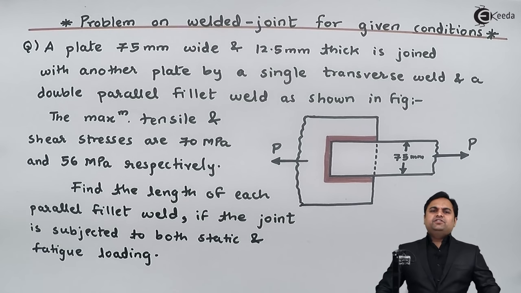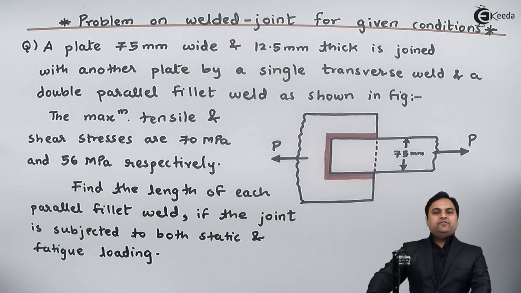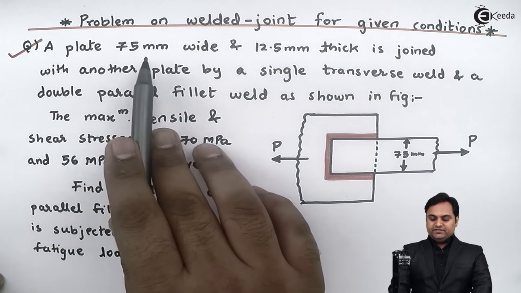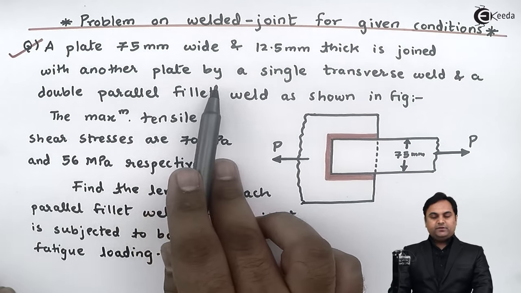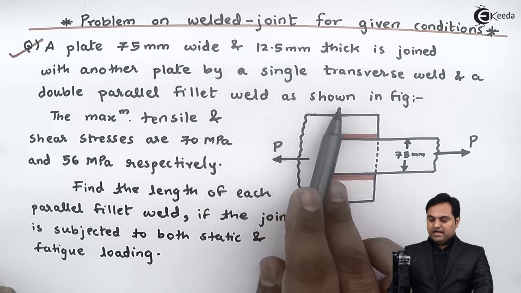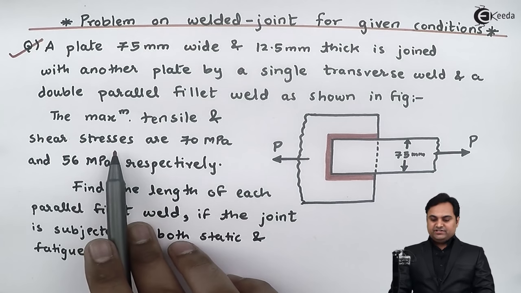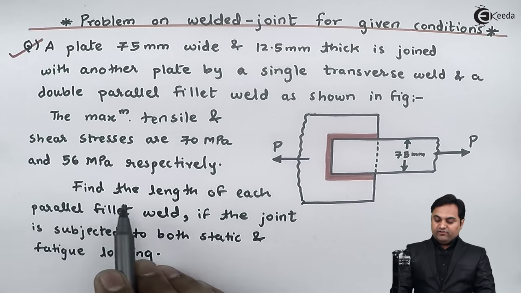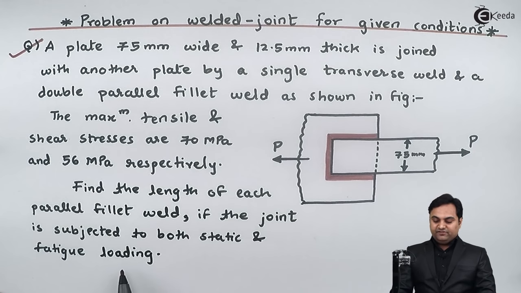Hello friends, here in this video we will see a problem on welded joint for some given conditions, and for that purpose here we have a question. A plate 75 mm wide and 12.5 mm thick is joined with another plate by a single transverse weld and a double parallel fillet weld as shown in figure. The diagram is given. The maximum tensile and shear stresses are 70 MPa and 56 MPa respectively. Find the length of each parallel fillet weld if the joint is subjected to both static and fatigue loading.